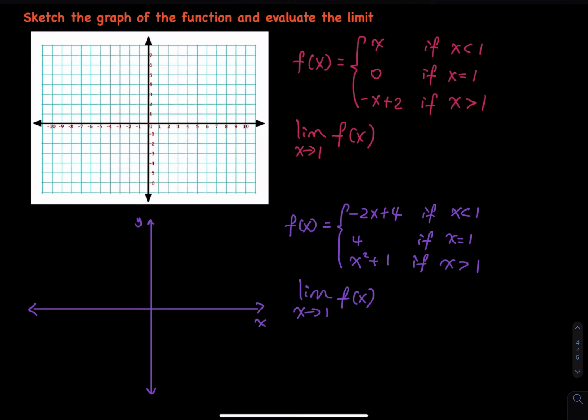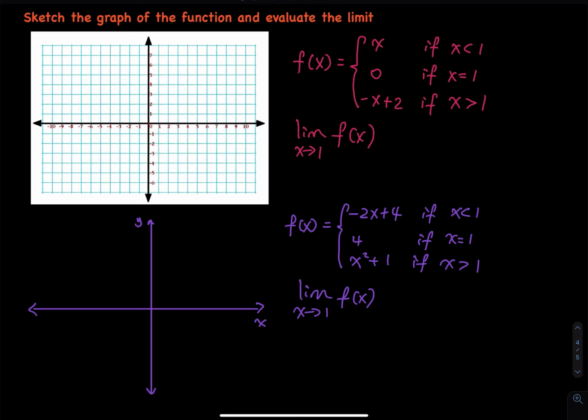Sketch the graph of the piecewise function and then evaluate the limit. So the first piecewise function, we have f of x equals x for x less than 1, and negative x plus 2 for x greater than or equal to 1. First of all, I would like to graph the second piece first. So when x is equal to 1, y is equal to 0.